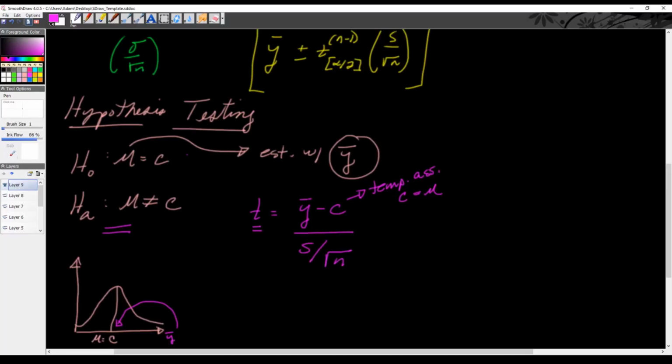But if we get a sample value that's far from the hypothesized value in terms of the number of standard errors from the hypothesized value, we might reject the null hypothesis. In that case, we have statistical evidence that the population mean is very different than the hypothesized value.